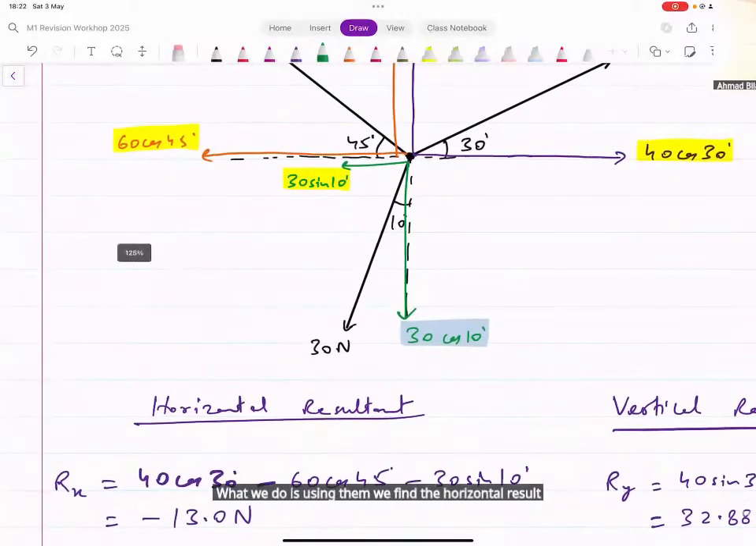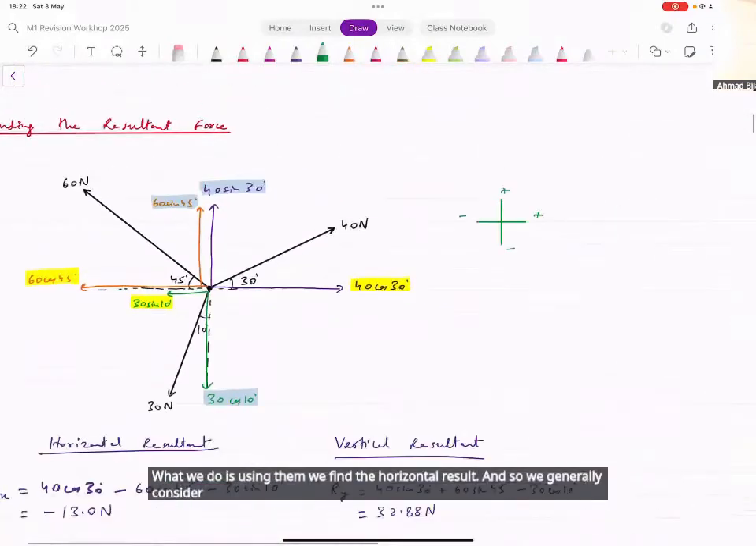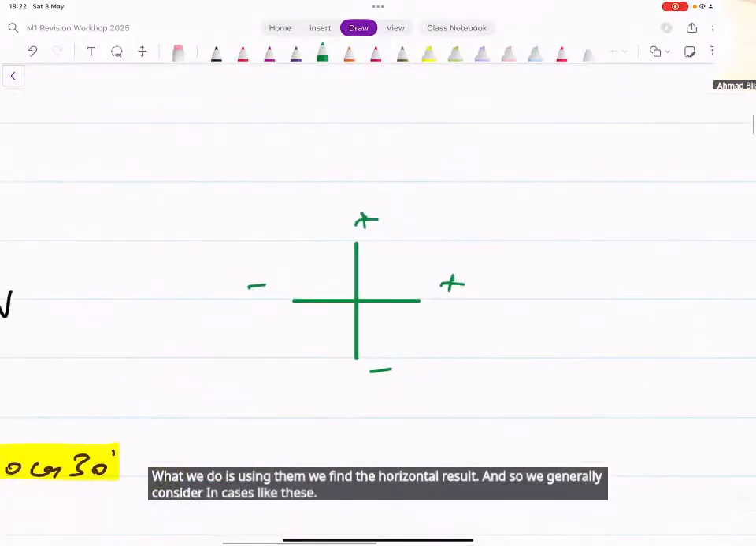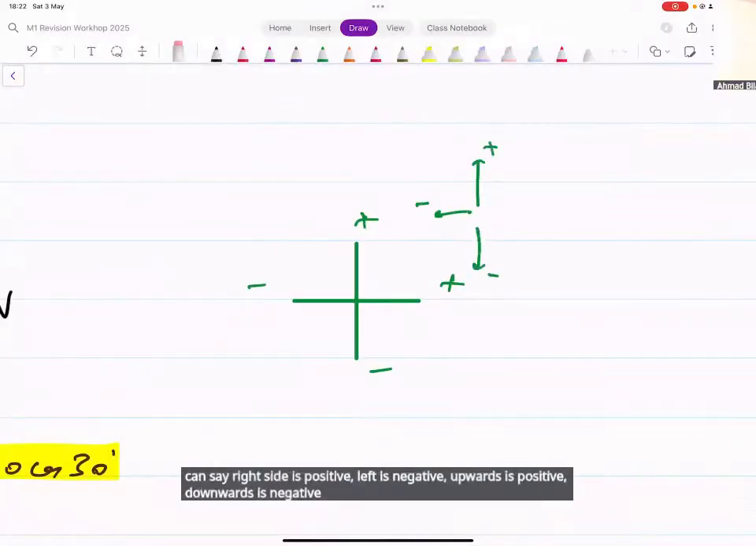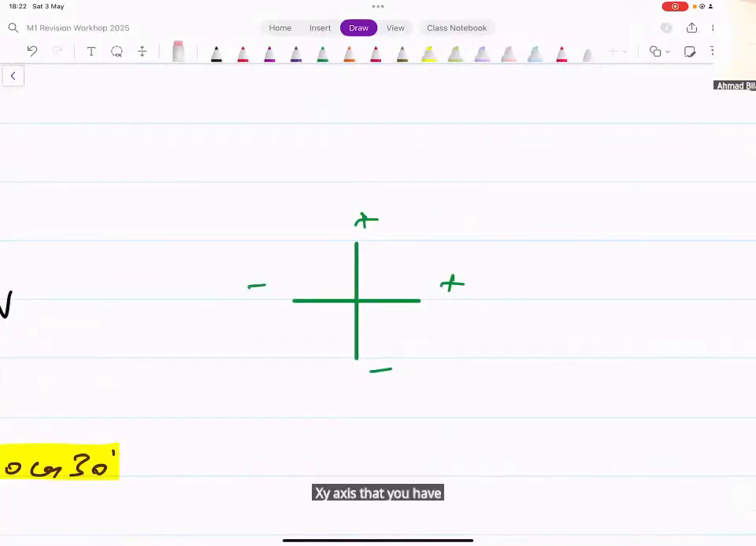So what we generally do in cases like these is consider one side positive. For example, we can say right side is positive, left is negative, upwards is positive, downwards is negative. Just like in the Cartesian plane, the XY axis, right side is positive, left is negative, up is positive, down is negative. So we consider it like this as well.